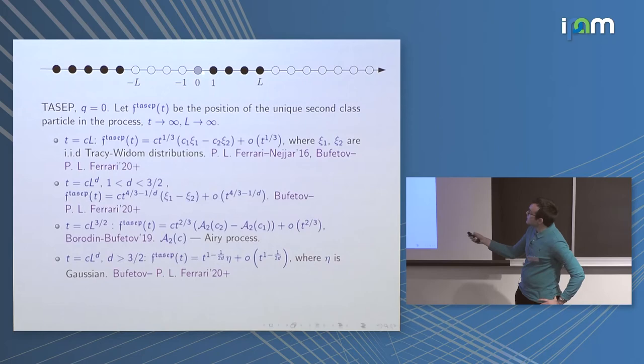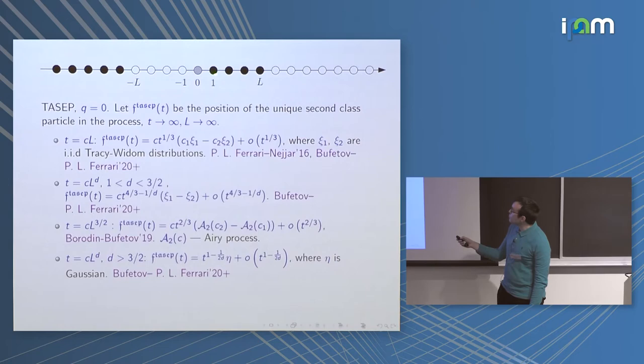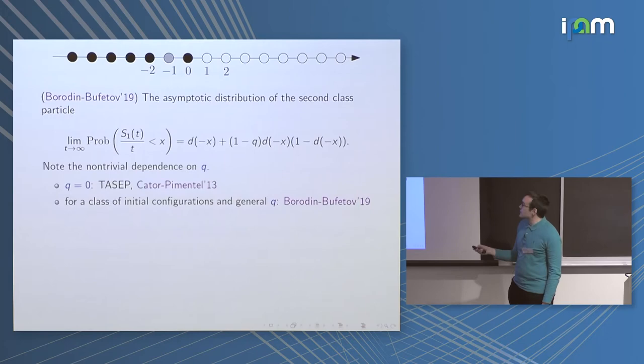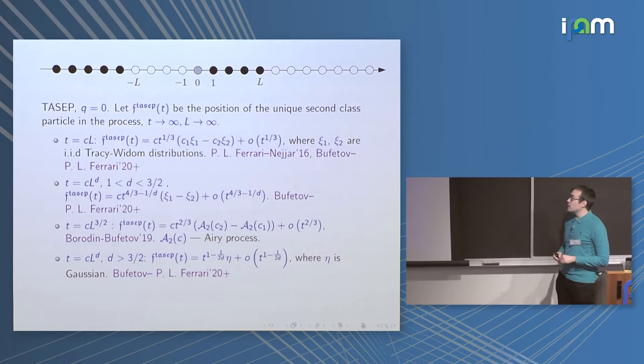And then we're interested in what happens with the second class particle in a double limit. So time goes to infinity, but also this L goes to infinity. If L is fixed, then the answer is actually covered by this initial configuration. But we are also interested in the case of what happens when L goes to infinity. And this type of question is related to what is called a shock, in this case, a GUE shock.